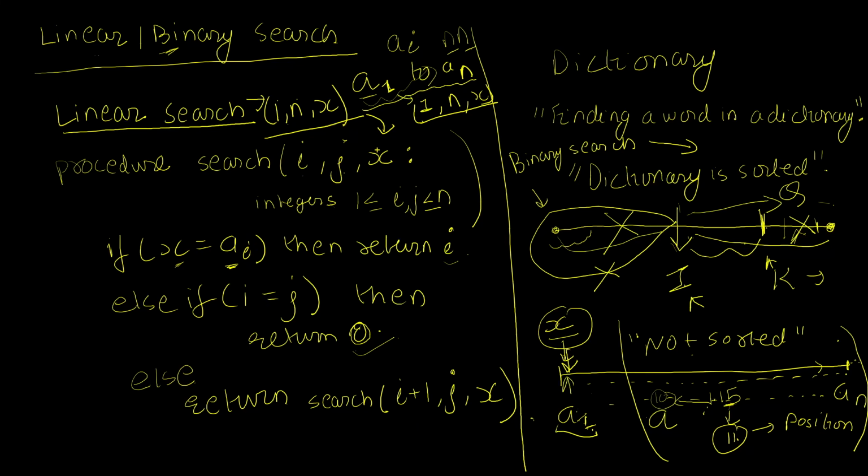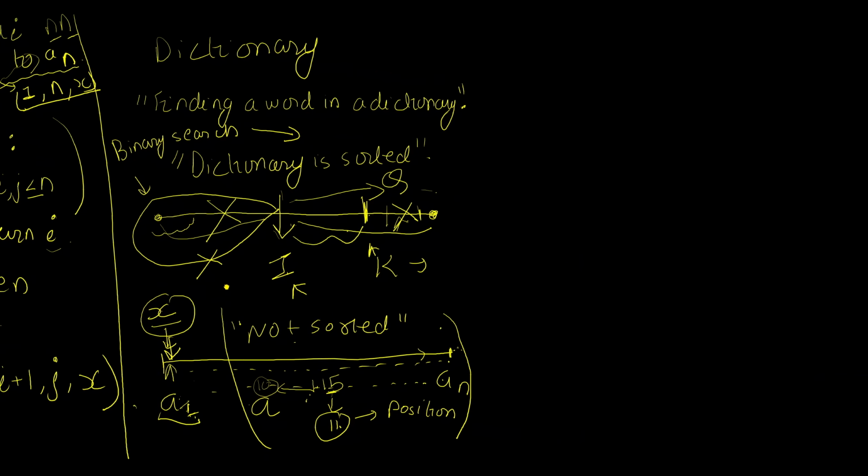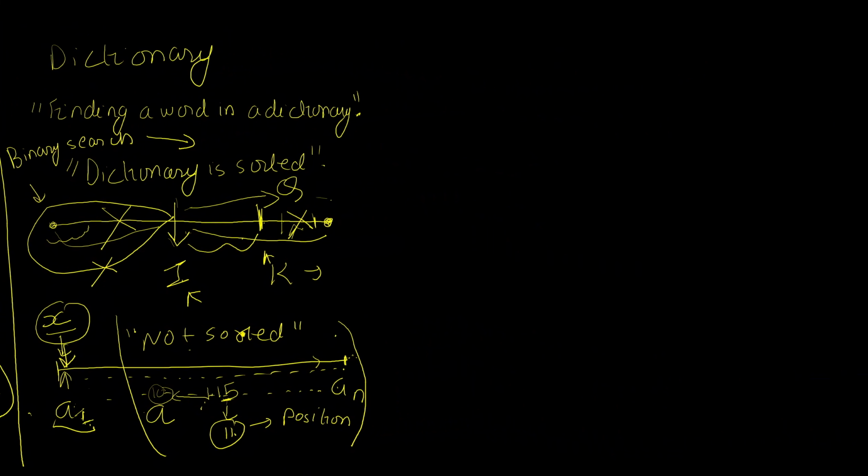So this idea of having the list as A1 to AN and also taking the inputs i, j and x, they are going to be exactly the same for linear and binary search as well. So we'll be going through binary search rather quickly. Let's get on to binary search now. I'll just arrange my board this way so you guys can see what we discussed.